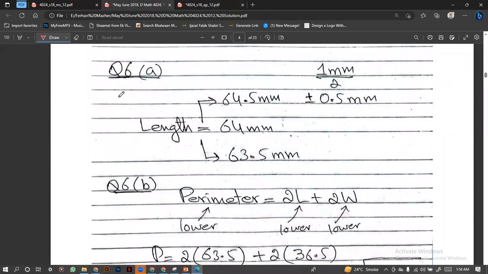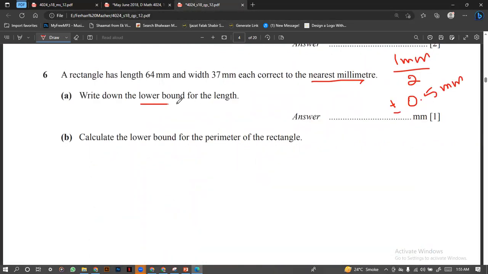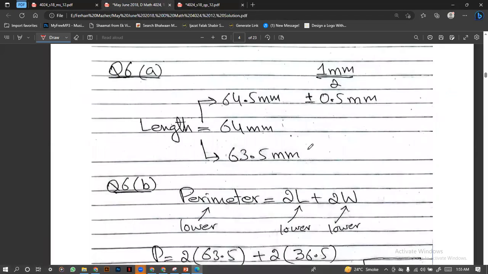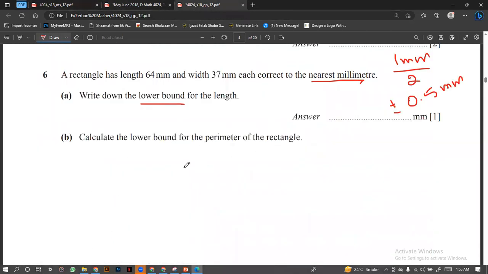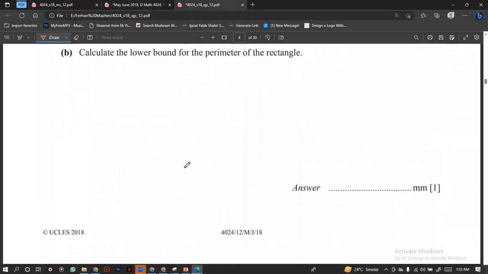So the length is 64 millimeters. The upper bound will be 64 plus 0.5, that will be 64.5 millimeter. And the lower bound will be 64 minus 0.5, that will be 63.5 millimeter. So the question was, what is the lower bound of the length? The lower bound of the length will be 63.5 millimeter.